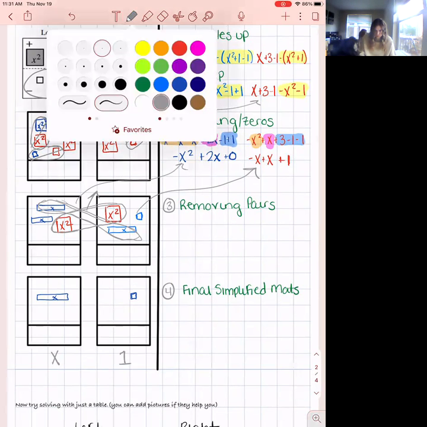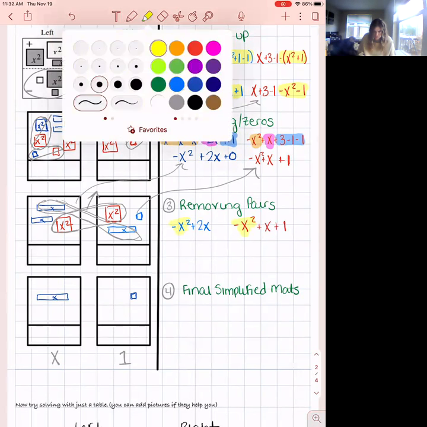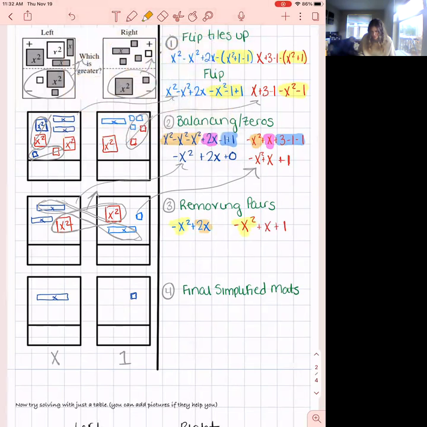Okay, let's remove those pairs with numbers. So I need to rewrite minus x squared plus 2x. And on the other side, I had minus x squared plus x plus 1. I'm going to highlight what they have in common. They both have a negative x squared. And they both, this is where it gets a little tricky, they both have at least one x.